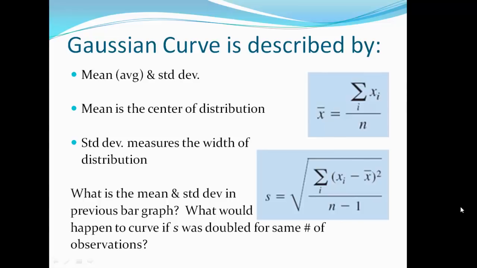Well, these are the ways that you calculate mean and standard deviation. The symbol for the average is an x with a bar on the top. That's actually a mathematical symbol. When you see that, that means an average. And you see here it's the sum of all individual data points divided by the total number of data points. So that's a normal average, which most of you already know how to do.